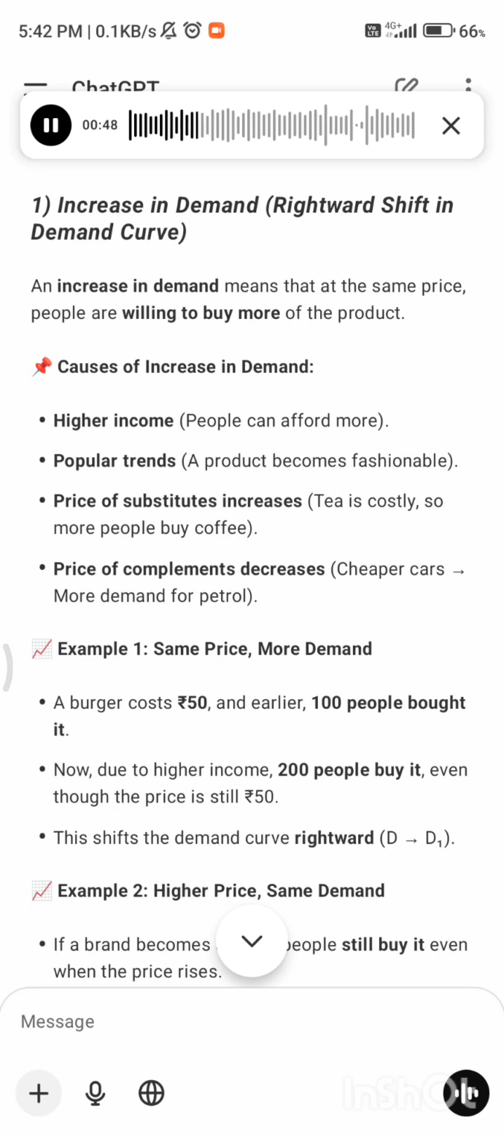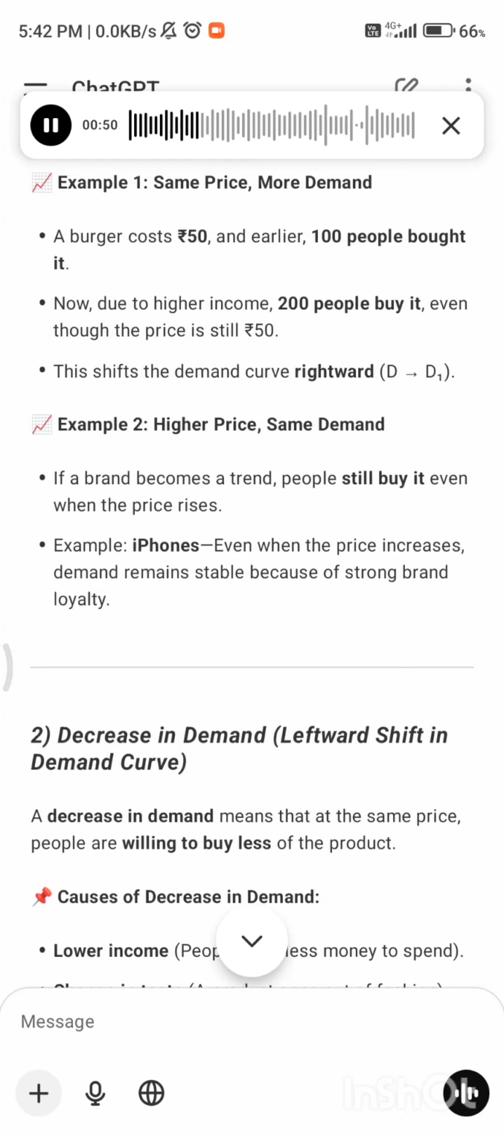Example 1: same price, more demand. A burger costs 50 and earlier 100 people bought it. Now, due to higher income, 200 people buy it, even though the price is still 50. This shifts the demand curve rightward, D1.